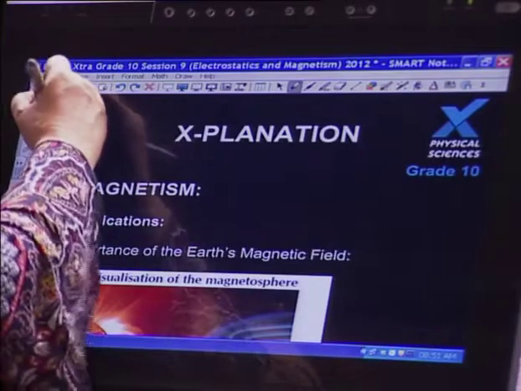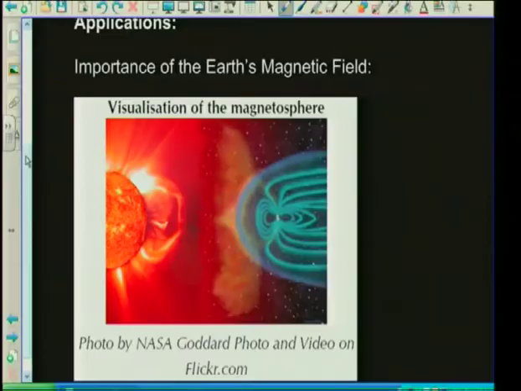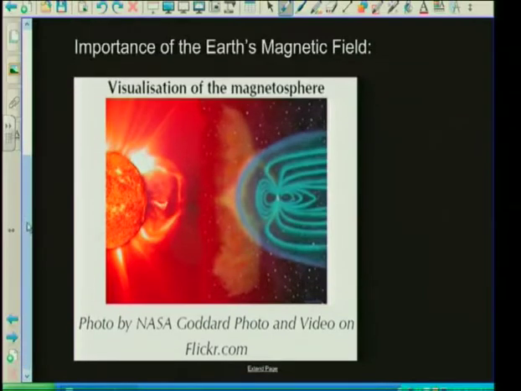Well, the first one is the magnetosphere. This magnetosphere, and this is a beautiful picture showing it, okay? What's on the right, that's the Earth with its magnetosphere around it. There's the tiny little dot in the middle. The sun gives off what we call solar flares.